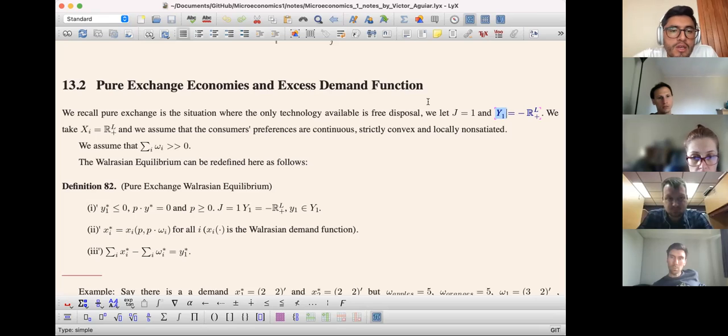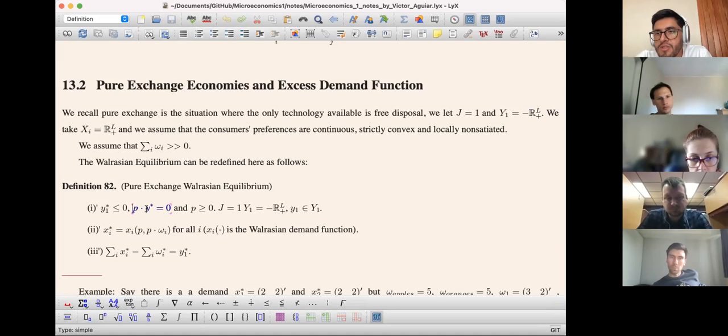First of all, the only firm that exists profit maximizes. That means, in fact, that prices times y star is equal to 0. And then prices have to be weakly positive. And then y1 star has to be less than or equal to 0. So that means people can only throw things away. They cannot produce anything, right? And then, of course, in this setup, profit maximization happens at 0.